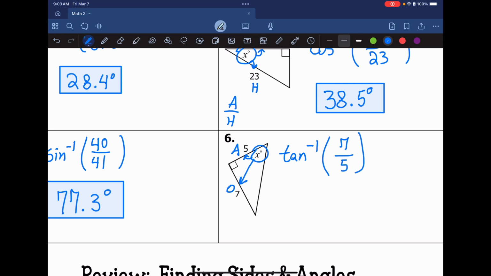7/5. So what I see a lot of people do is do 5/7 because they don't like to see the improper fraction. Well, an improper fraction is okay when you're dealing with tan. If you're dealing with cosine and sine, you should never have an improper fraction because your hypotenuse should always be in the bottom, and that's your longest side, right? So inverse tan of 7/5 is going to be about 54.5 degrees. Boom.